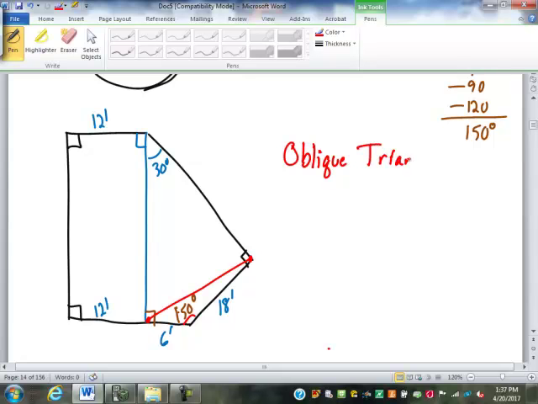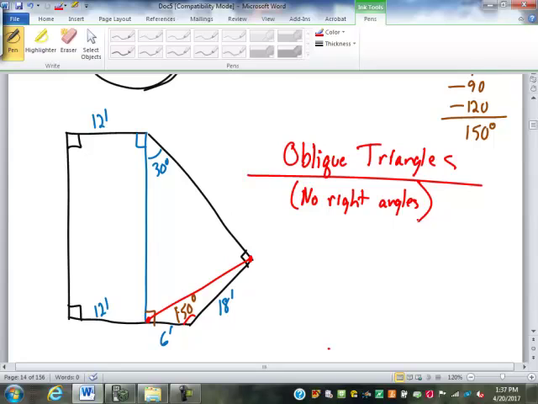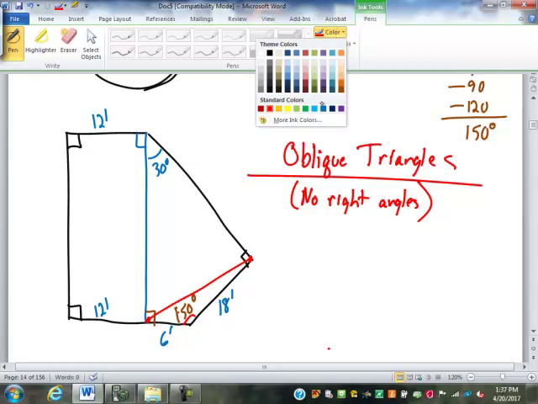He did this on purpose. It's called oblique triangles. Oblique triangles have no right angles. You guys should feel at home with these because these triangles just aren't right. Thanks.